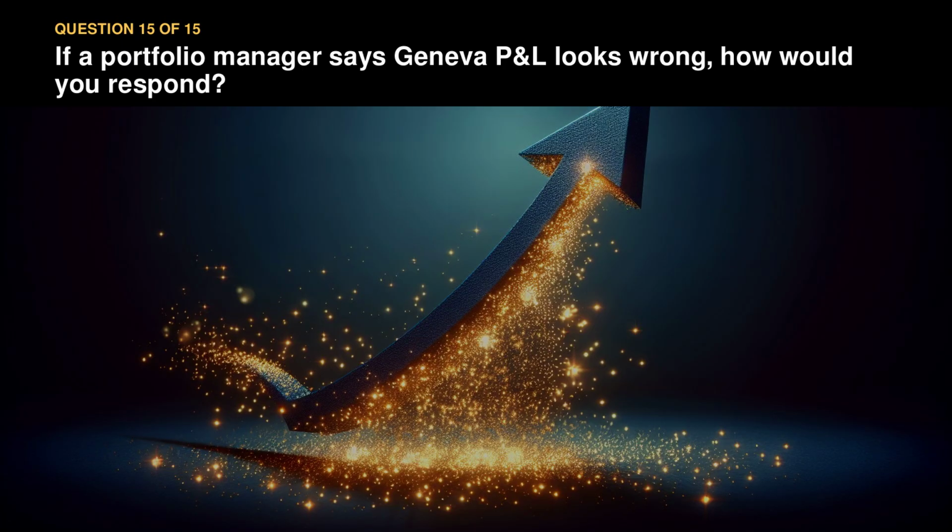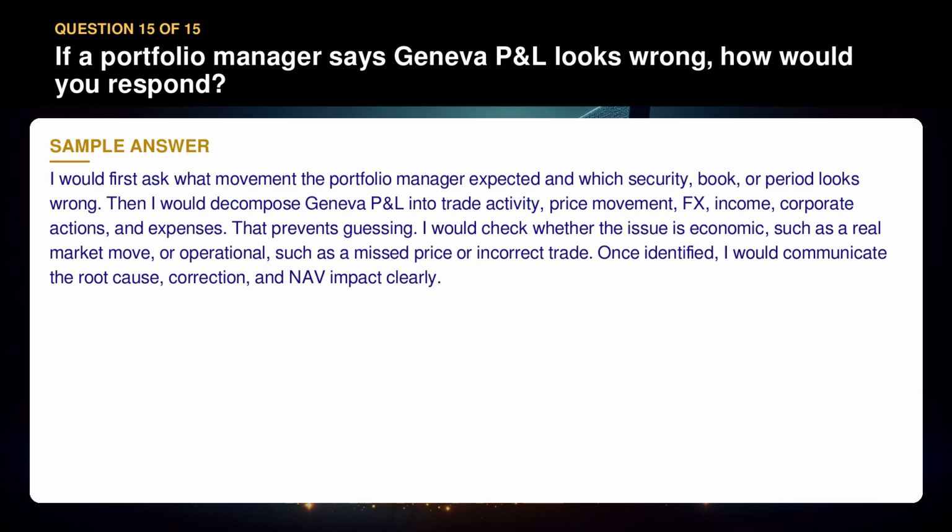Question 15. If a portfolio manager says Geneva profit and loss looks wrong, how would you respond? I would first ask what movement the portfolio manager expected and which security, book, or period looks wrong. Then I would decompose Geneva profit and loss into trade activity, price movement, FX, income, corporate actions, and expenses. That prevents guessing. I would check whether the issue is economic, such as a real market move, or operational, such as a missed price or incorrect trade. Once identified, I would communicate the root cause, correction, and NAV impact clearly.